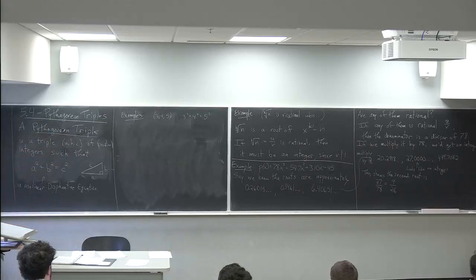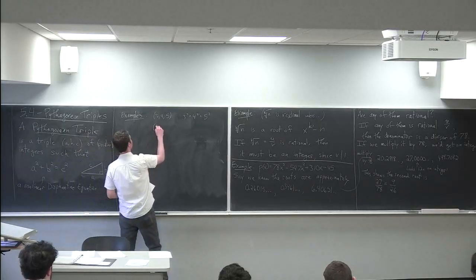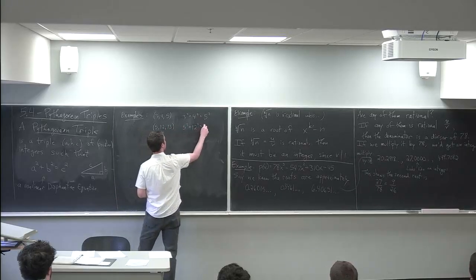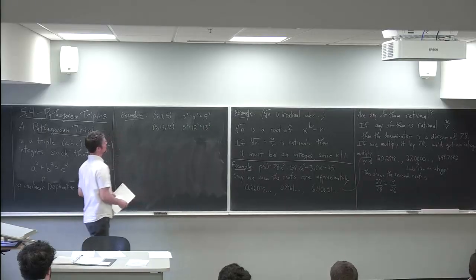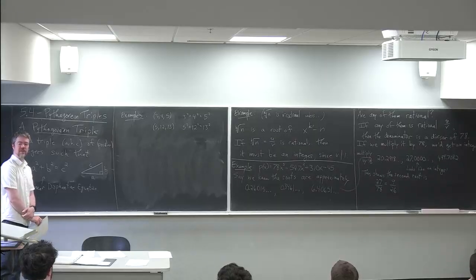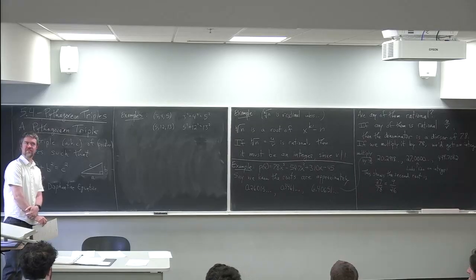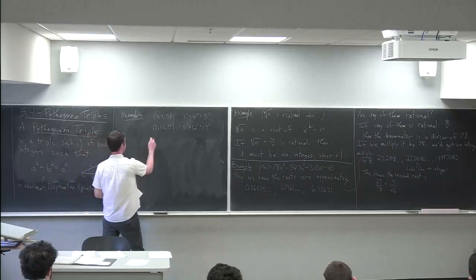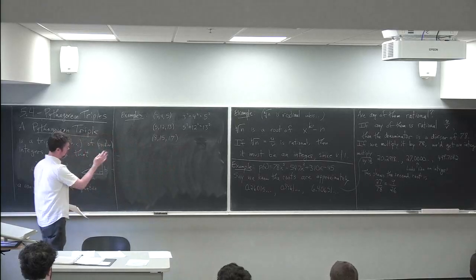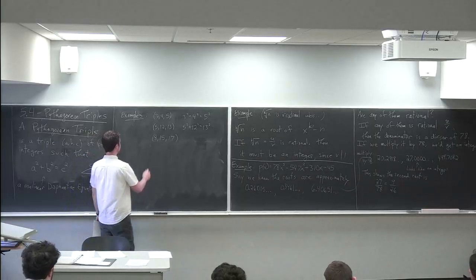You guys know any other ones? 5, 12, 13. That's the second most famous one. 5, 12, 13. Indeed, you could confirm this if you need to. 25 plus, that's 144, is 169. Yes, how many more do you know? You know one? Yeah. There is 8, 15, 17. 8, 15, 17, that's another one, yeah. Yeah, the equation's true. But anyway, there's another one I'll point out to you, which is this.